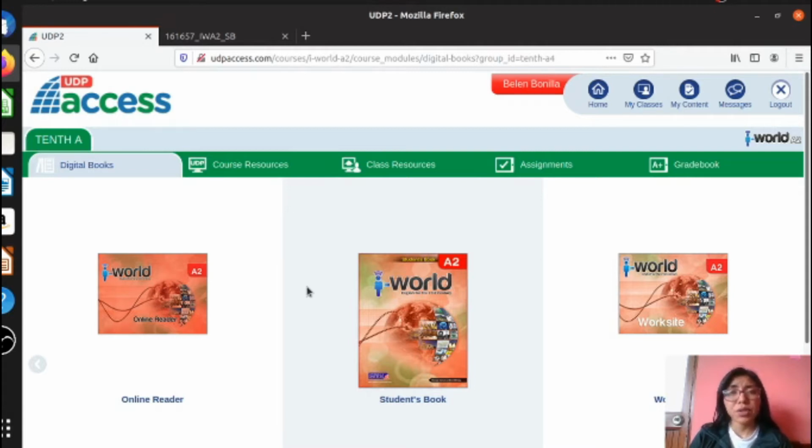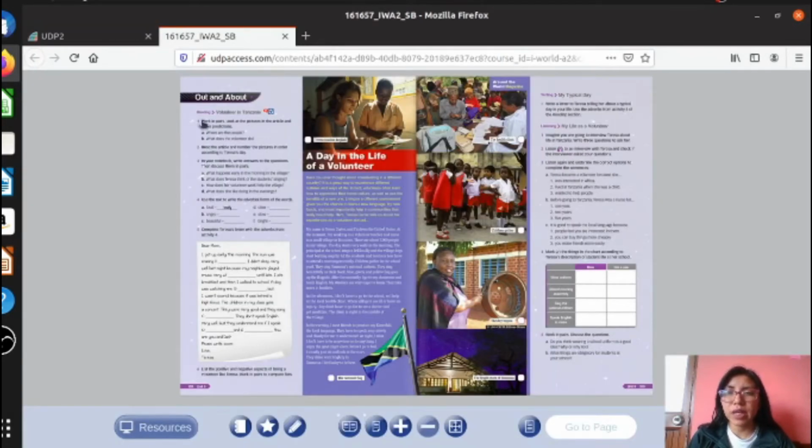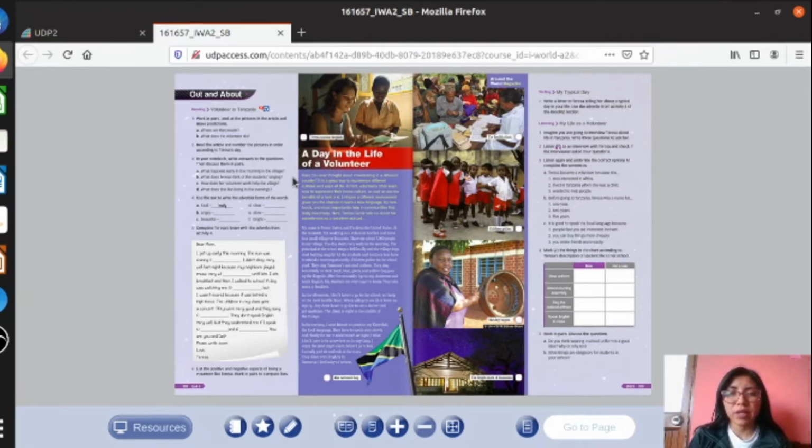As I said before, today we are going to work in a reading activity, okay? So open your books on page number 48, okay? The topic for today is reading: volunteer in Tanzania. And what is the objective for today? To understand the reading in order to answer some questions, okay? So we are going to read in order to know about the topic, okay?